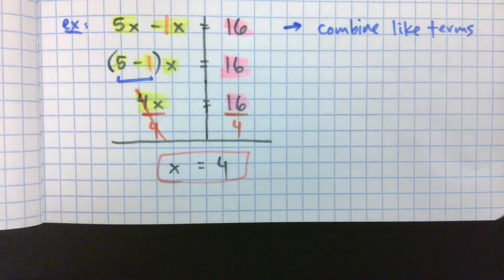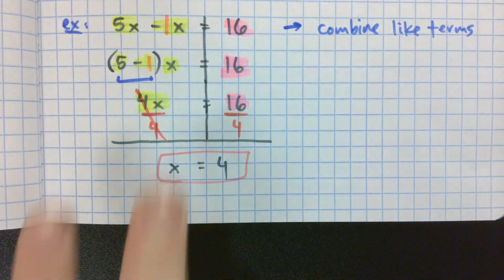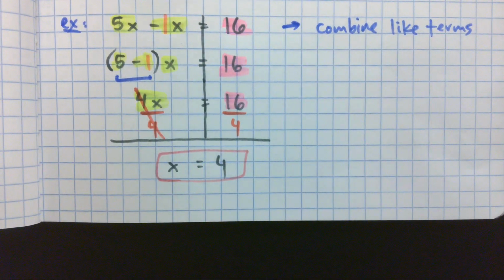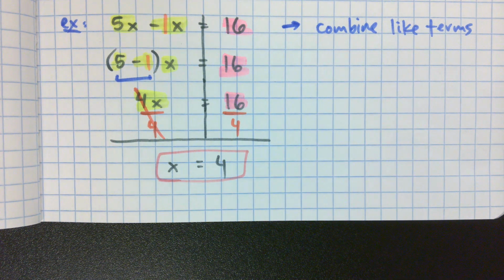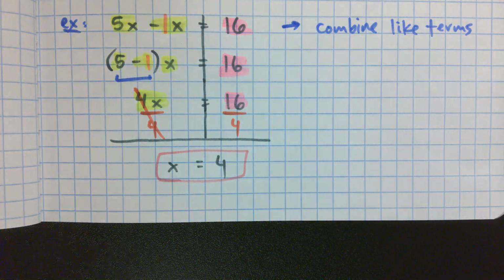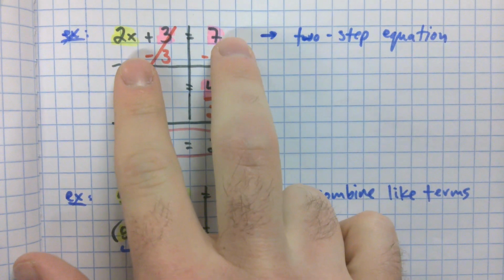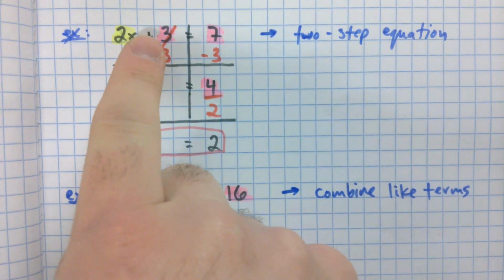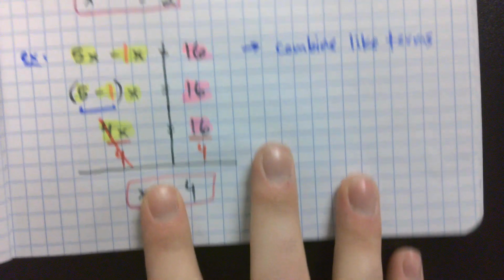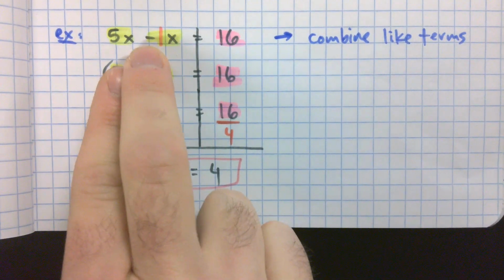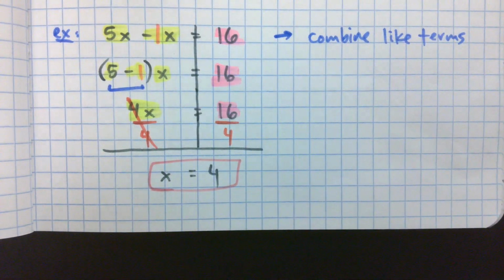So remember, don't use inverse operations if you're combining 2 like terms on the same side. Extremely important. If they're like terms on opposite sides of that line, that's when we have to do inverse operations. But if they're both on the left or if they're both on the right, just combine them up. Nice and easy.